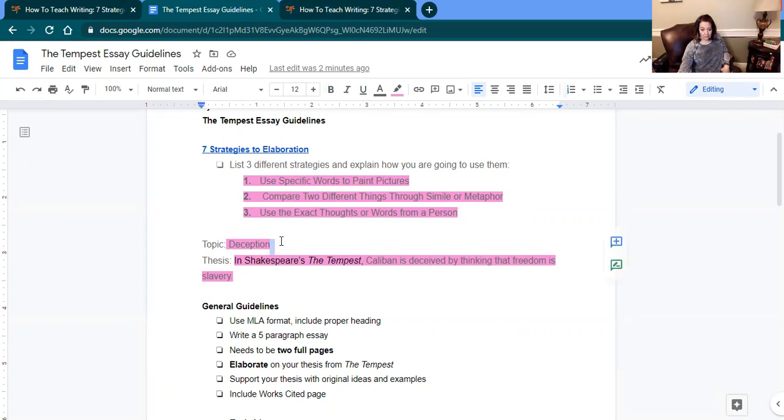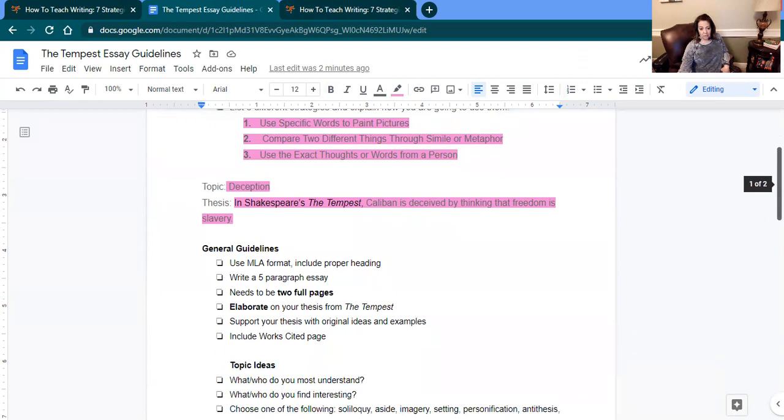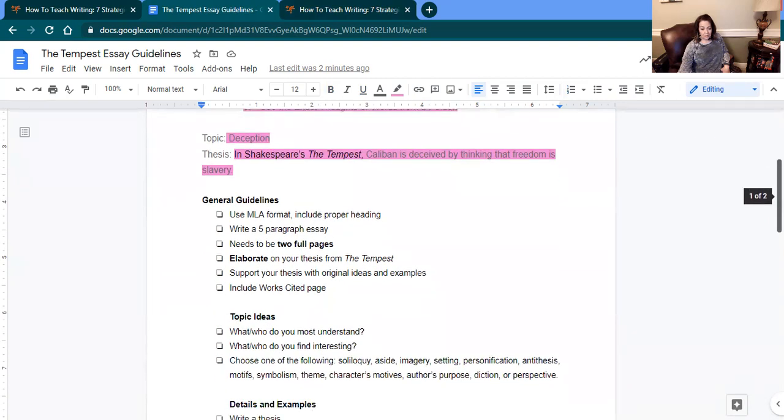You're going to choose your topic. Your topic is anything that's listed down here. I just picked deception, and then I picked a person to write about. If you wanted to, I could have written about the setting up here, I could have put the island and still talked about Caliban, because you're going to want to limit your thesis, or it's going to be too broad and then I'll have to tell you to limit it. You could write about one symbol, one thing, theme.